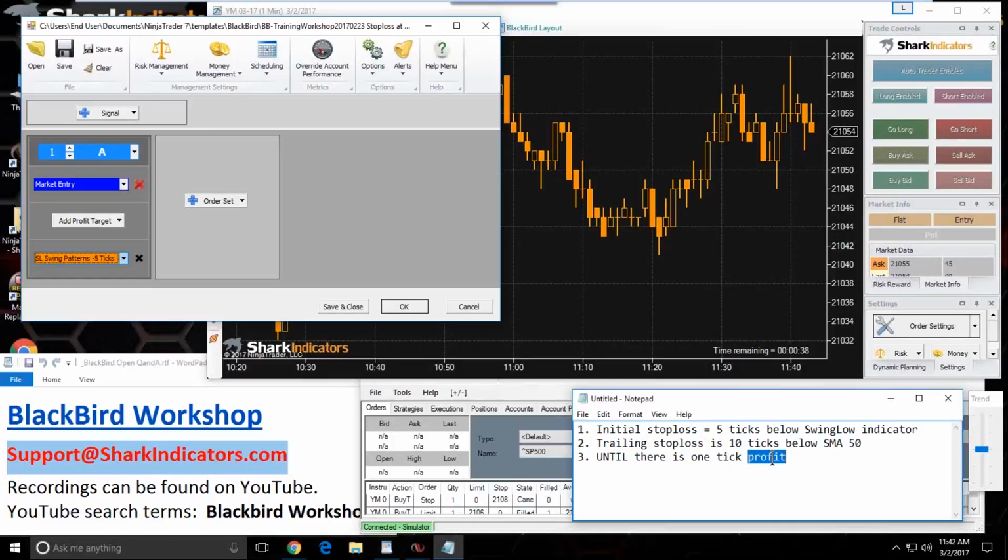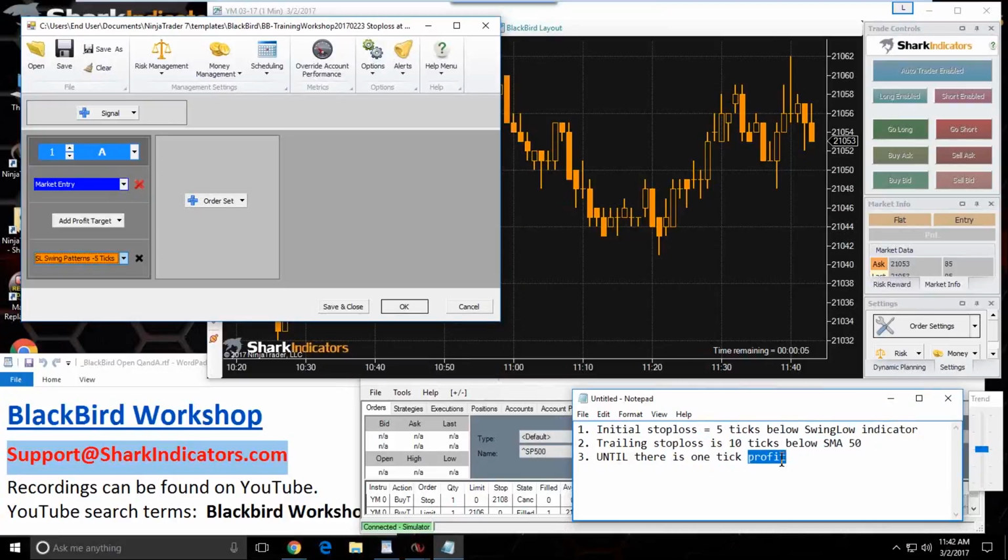So I guess it's a good example that when you write your questions in, you've got to be very specific. Profit of what? Is it 1 tick of profit for the stop loss? Another way of saying this would be break even plus 1 for the stop loss, right? Most people say that as break even plus 1, or are we talking about profit of the trade itself?